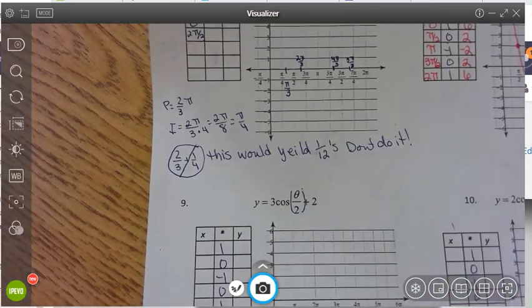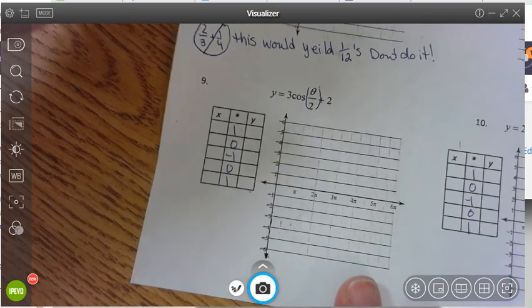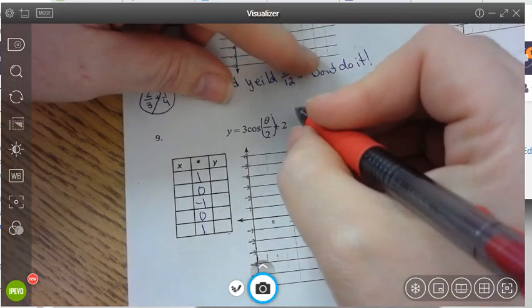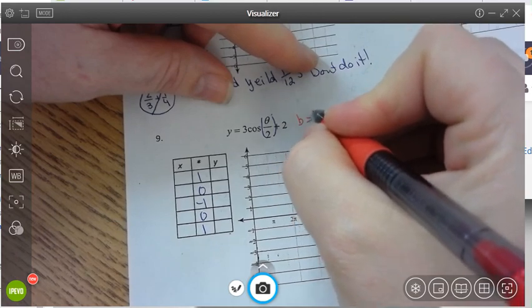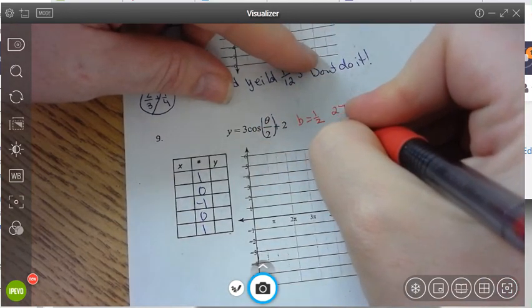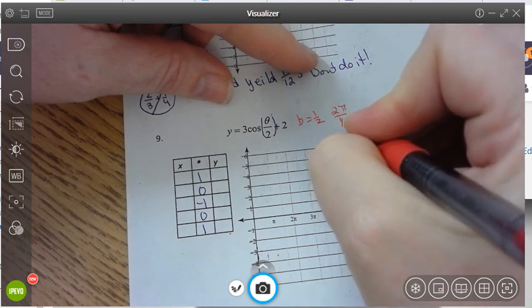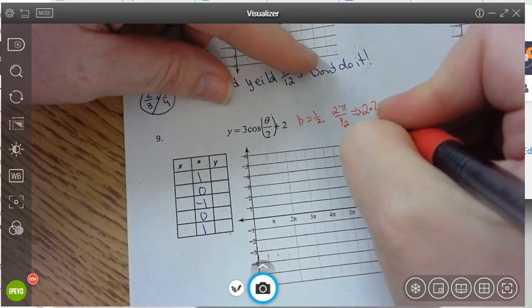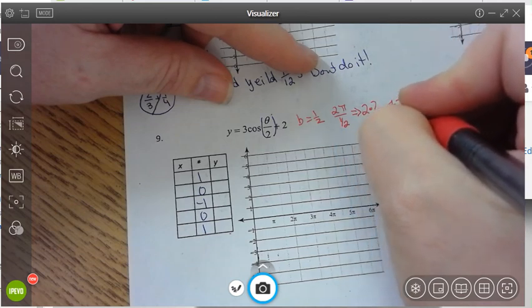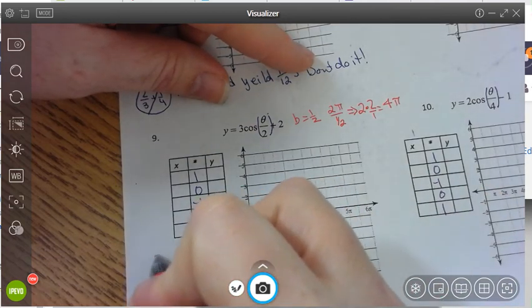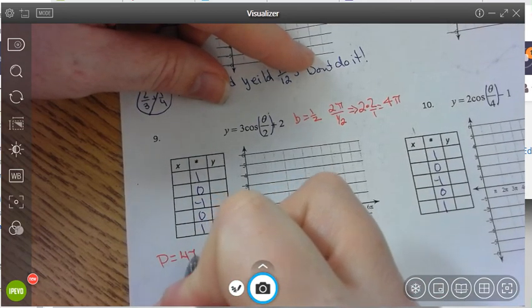Okay? Yay! Let's do another one. That was fun. So this one, still not bad. Interesting. B is equal to 1/2 because theta is over 2. So if I have 2 pi over 1/2, that means I'm going to have 2 times 2 over 1, which is 4, and we're going to put the pi back in there. So I got 4 pi. So period equals 4 pi.